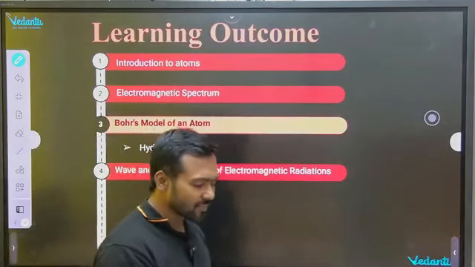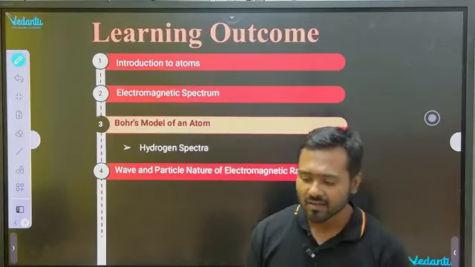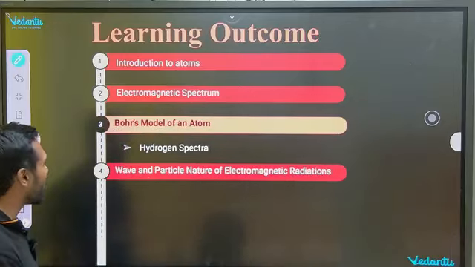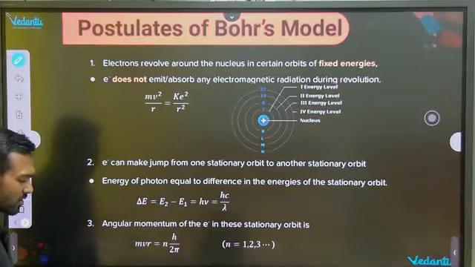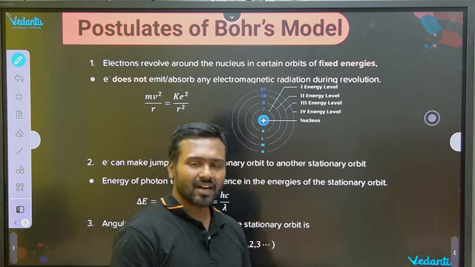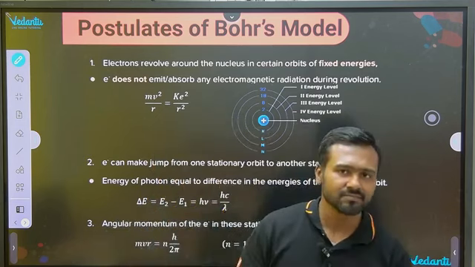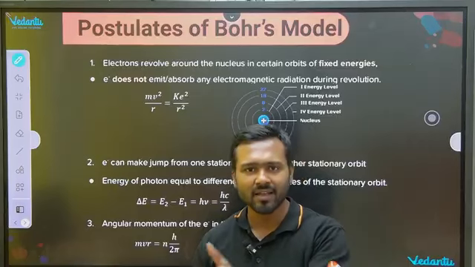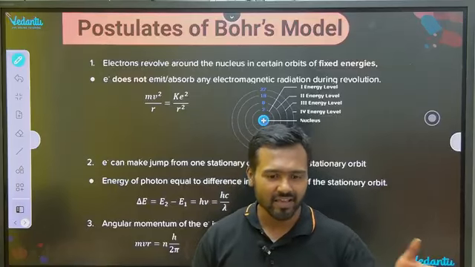Right. So that is about Planck's quantum theory and wave parameters. Next we will see Bohr's model of an atom. Bohr said the electrons are revolving in a circular path and those are called orbits. They are named K, L, M, N, starting from the inside.